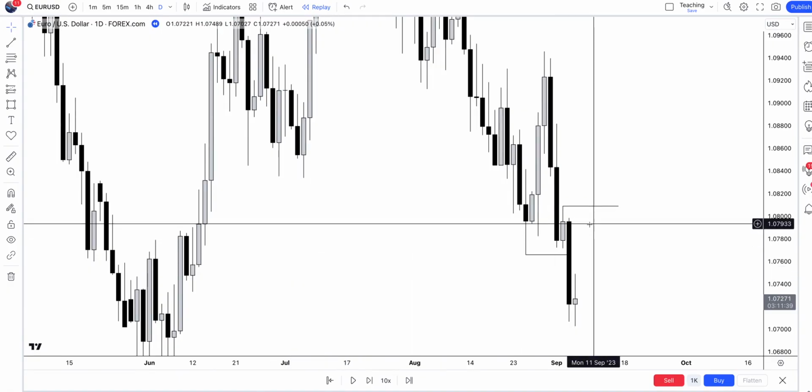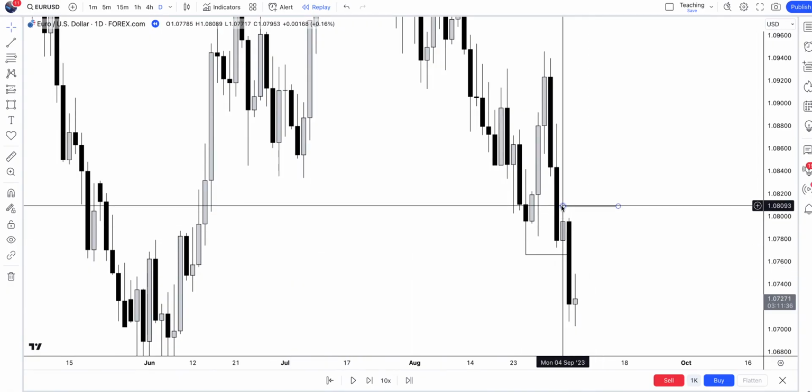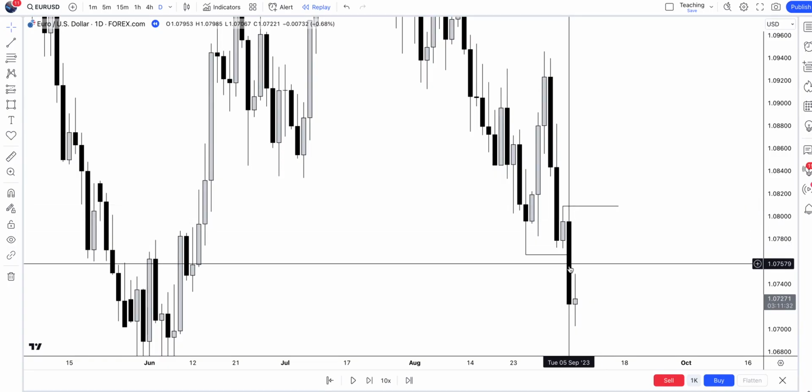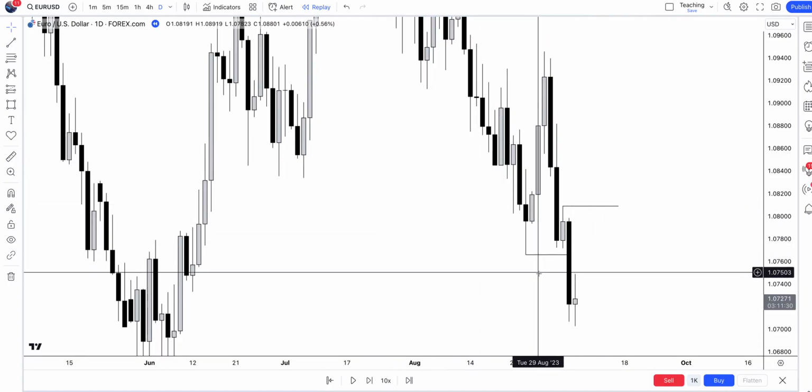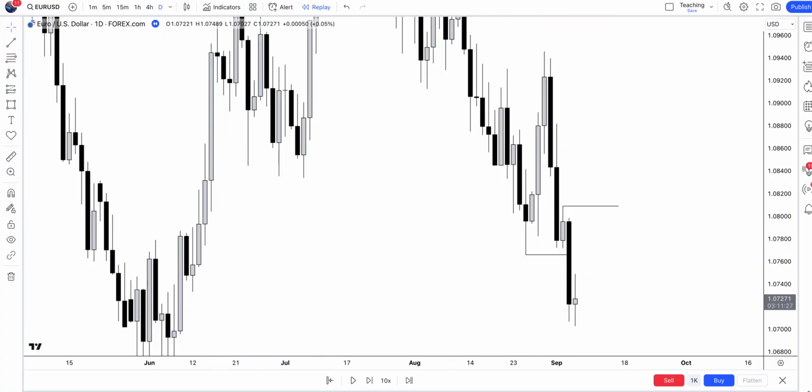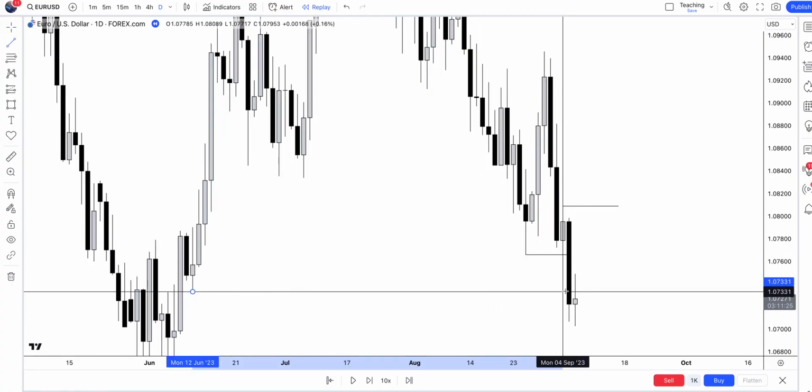Cool. Now, following that day on Monday, when we printed that inducement high, Tuesday sold off aggressively, sweeping that liquidity here, and also grabbing this low to the left.